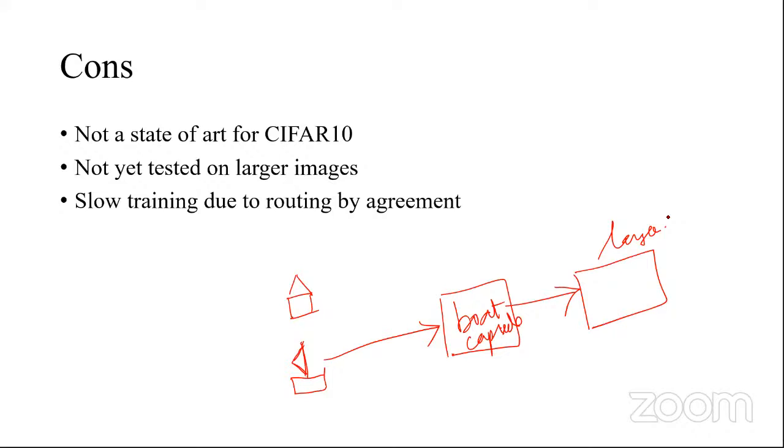So the inner loop will be running for one particular image. If we want to detect a particular image, only the dynamic routing loop will be moving on for that image. So that's why the training is very slow here. Otherwise, it provides very high accuracy.